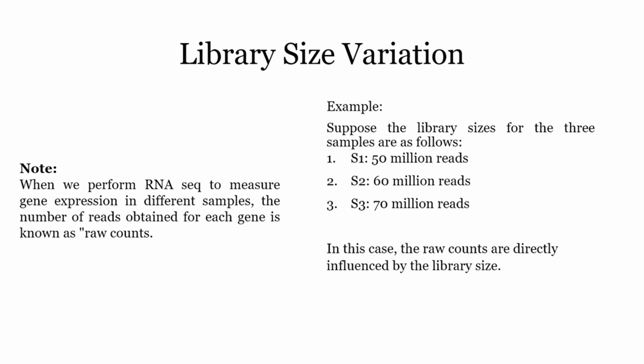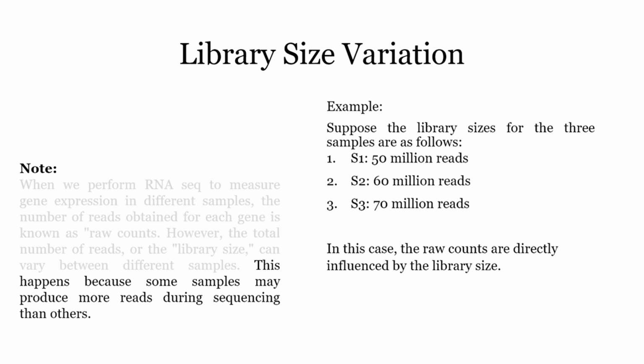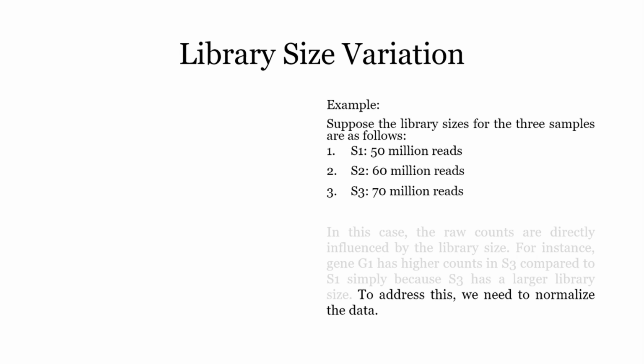Note, when we perform RNA-Seq to measure the gene expression in different samples, the number of reads obtained for each gene is known as raw counts. However, the total number of reads, or the library size, can vary between different samples. This happens because some samples may produce more reads during sequencing than others. For instance, gene G1 has higher counts in S3 compared to S1, simply because S3 has a larger library size. To address this, we need to normalize the data.